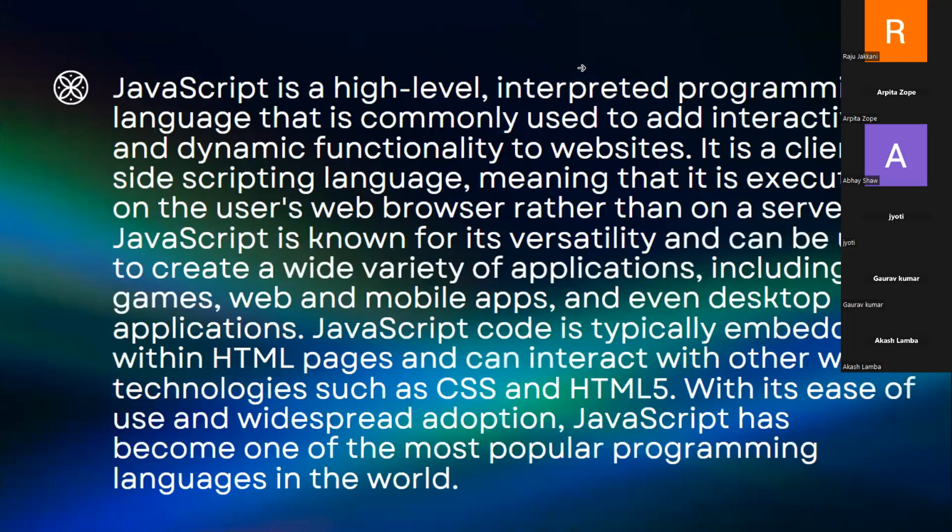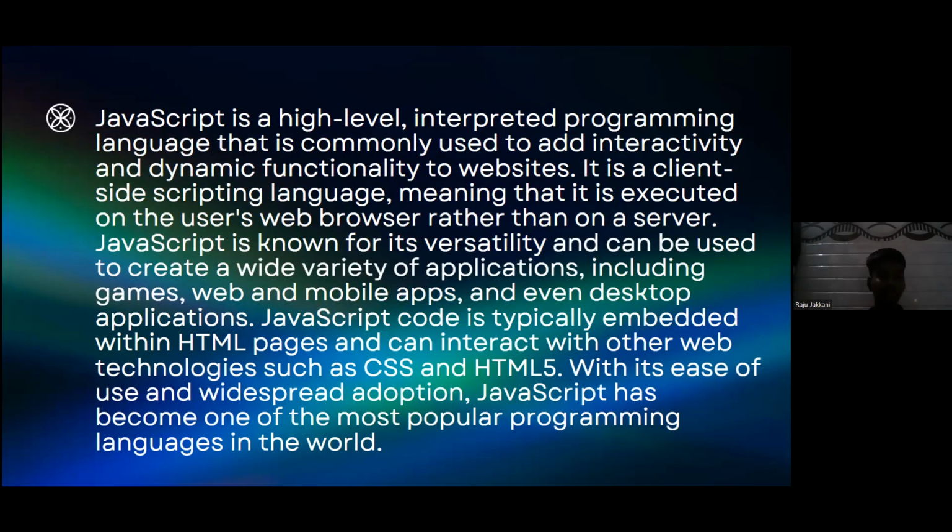JavaScript is a high-level interpreted programming language which is commonly used to add interactive and dynamic functionalities to websites. It is a client-side scripting language which runs in the browser itself rather than on the server. JavaScript is known as versatile and can be used in a wide variety of applications, including games, websites, mobile apps, even desktop applications, etc. JavaScript code is typically embedded within HTML pages and can interact with other web technologies such as CSS, HTML5, PHP, etc.